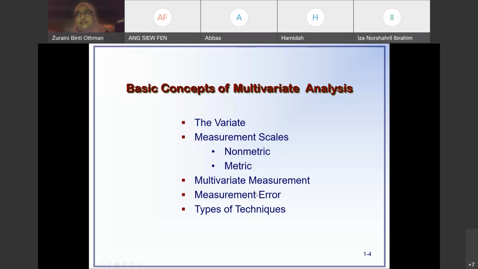Actually, this chapter is an introduction to multivariate analysis. We will review what multivariate analysis is and what techniques will be used in this analysis. We won't go deeper into one technique or another, but we will cover everything, like an overview for this analysis.